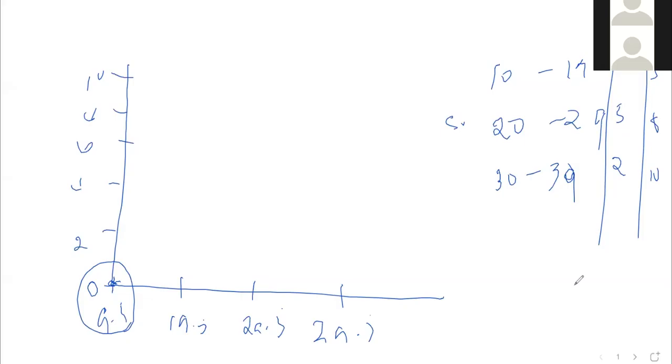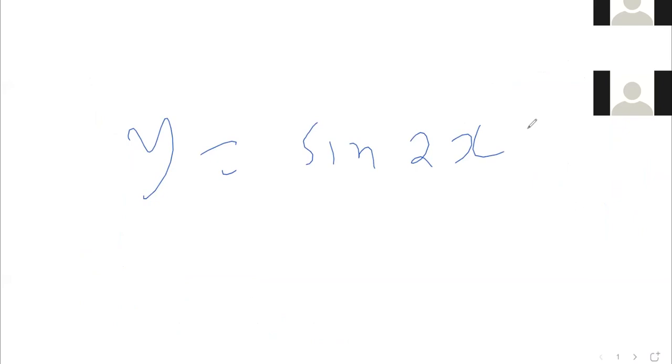If I got your question correctly, you have y is equal to sine 2x, and you have to find the amplitude and the phase angle. Now, this particular question, the amplitude, kindly mute your mic.